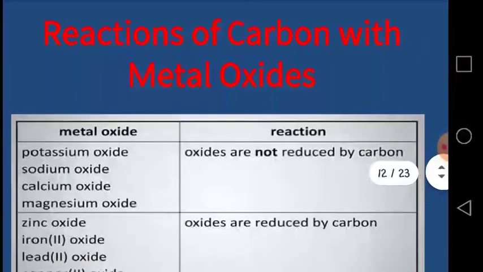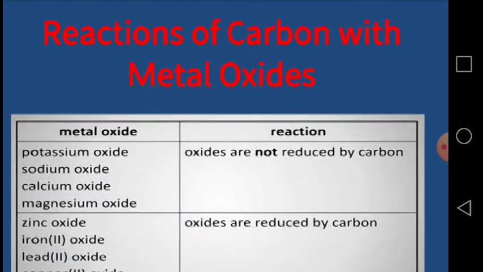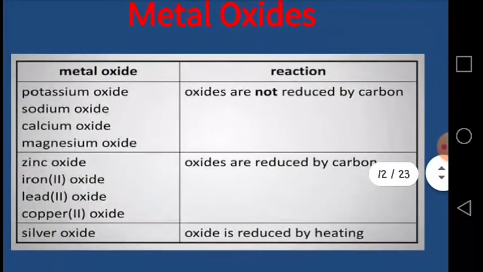Here are some examples. Dear students, you can see from the slides that potassium oxide, sodium oxide, calcium oxide and magnesium oxide are not reduced by carbon, while zinc oxide, iron oxide, lead oxide and copper oxide are reduced by carbon. Silver oxide is reduced by heating only.